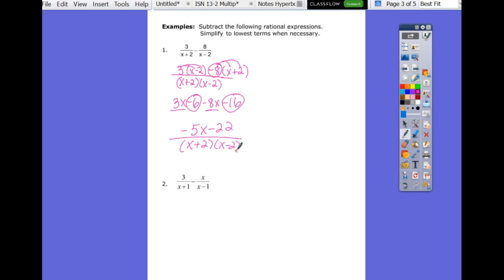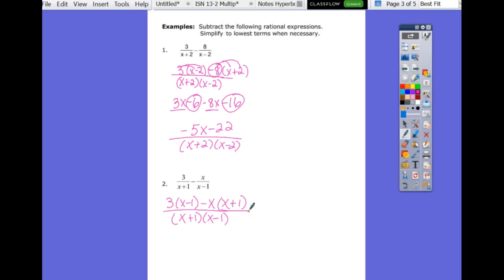What's my common denominator next? Right, I'm going to have x plus 1 and x minus 1. I'm going to bring the 3 down. And what has to come up and multiply? Very good. Then I'm going to write minus x, and what has to come up and multiply? All right.